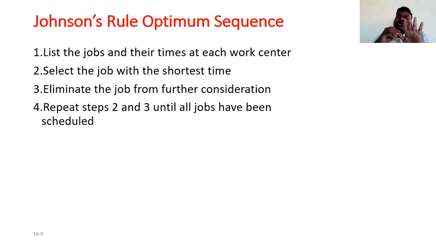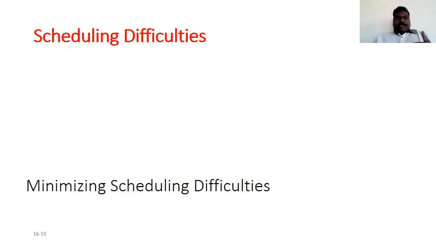But if job one is 2 minutes, job three is 5 minutes, job four is 1 minute, which one are we going to pick up? The least one, job four, we pick up first, then job one, then job three. So that is the rule that we will be seeing. That is how we sequence the jobs in operations management according to Johnson.